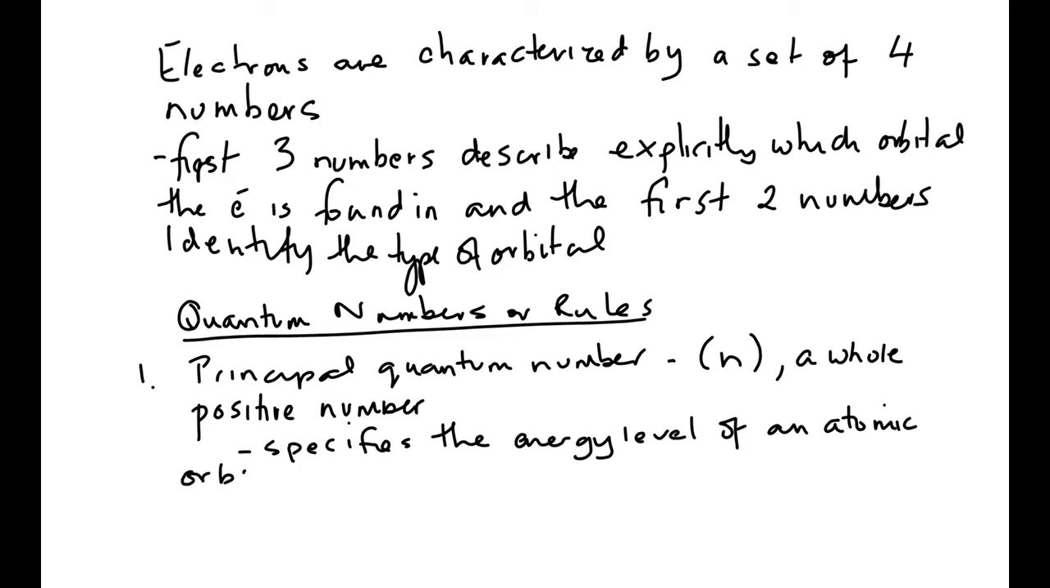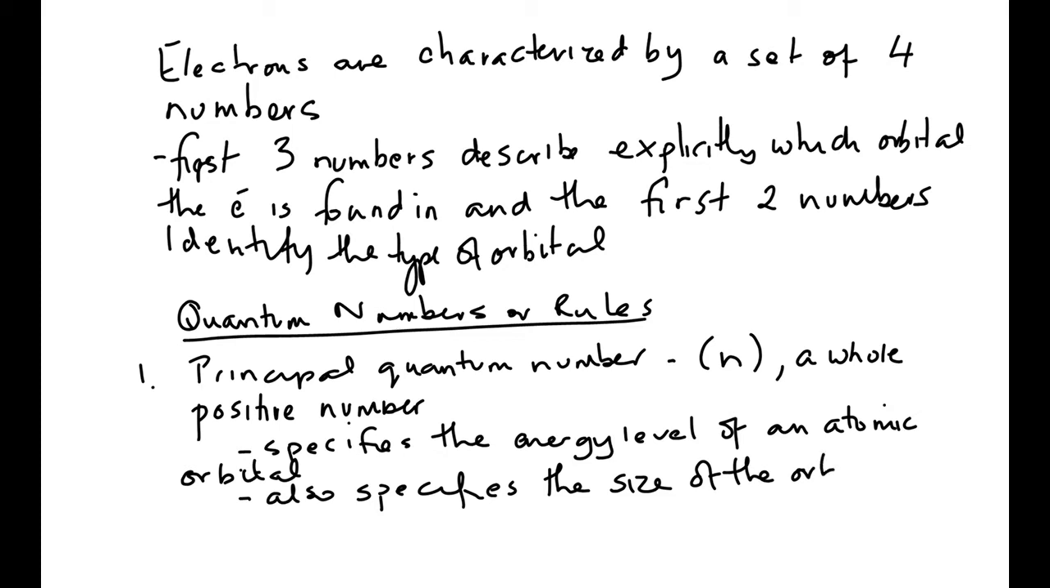So the higher the number, the higher the energy level. And it also specifies the size of the orbital. As you increase your energy level, the size of the orbital increases as well. So n is a whole positive number, so it's 1, 2, or 3, and theoretically can go to infinity.